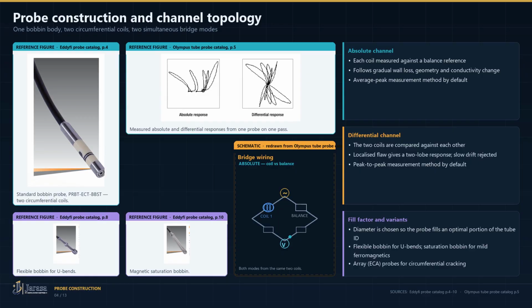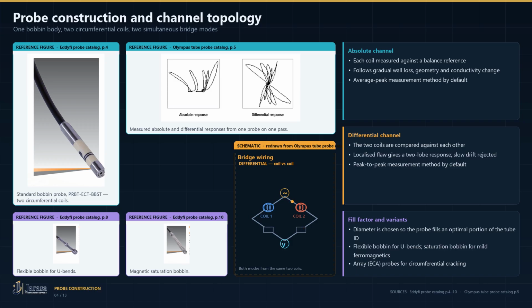This is a standard bobbin probe from the Eddy tubing catalog. Diameter is chosen for fill factor. The probe must fill an optimal portion of the tube inside diameter. The two circumferential coils run simultaneously in absolute and differential bridge mode, giving two different views of the same tube. These are the measured responses printed in the catalog: absolute on the left, differential on the right. Same probe, same defects, same pass.